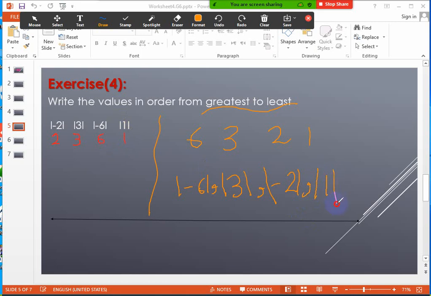Now write it again, because this is the order from the greatest to the least. The last one is the order from the least to the greatest. If you finish, please type 1 in the chat, girls.